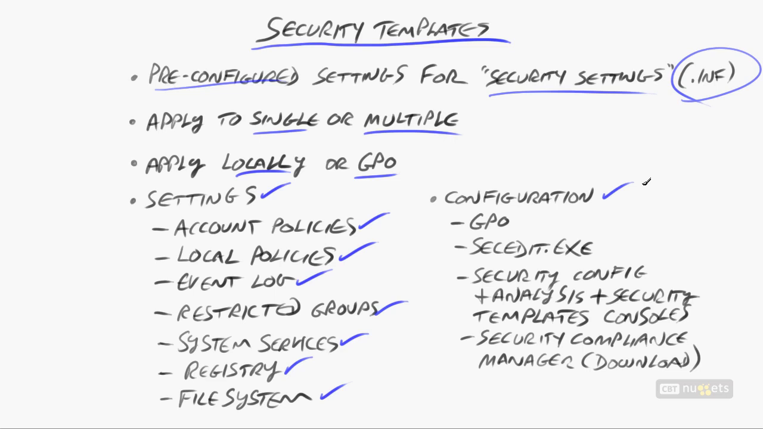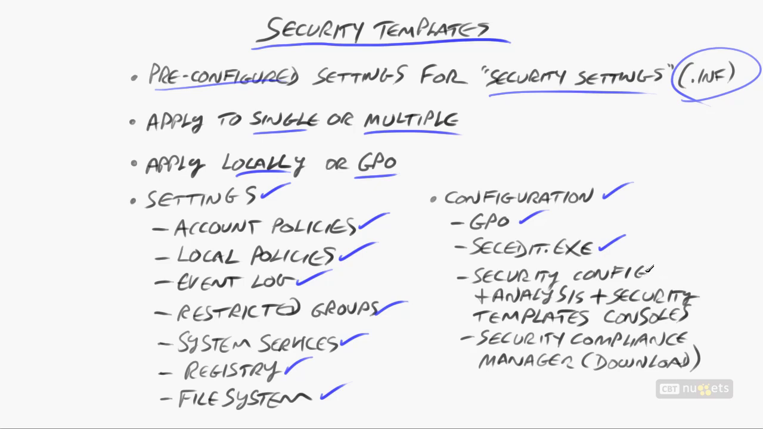And then in terms of how you configure it, you can do so in the GPO by right-clicking on the security settings and then importing an INF file that you've set aside somewhere. You can use a command line tool called secedit.exe, a very simple tool that you can use for scripting or something like that. It's not a wildly complicated tool, so it's not too bad to use.